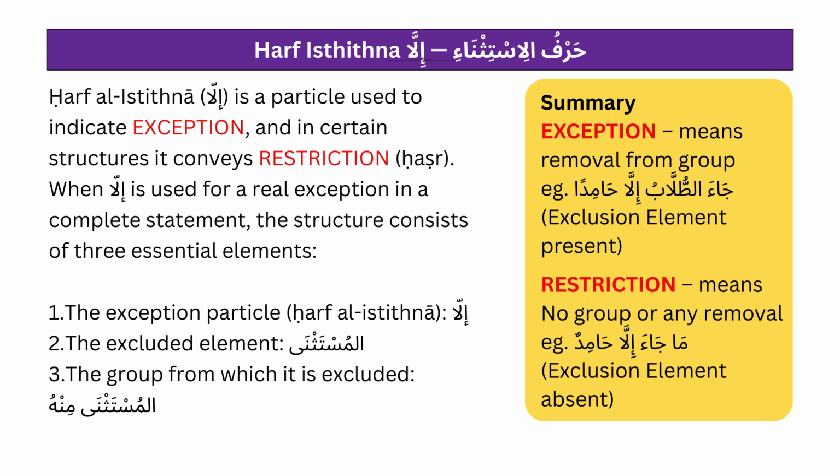Next, restriction, hasr. This means no group or no removal. There is not a clearly stated group that someone is being removed from. Instead, the meaning becomes only or nothing but. The example on the slide is ما جاء إلا حامد. None came except Hamid, meaning only Hamid came. Here the sentence is not removing someone from a listed group. It is restricting the meaning to one subject.